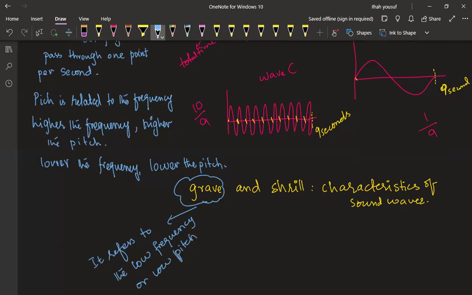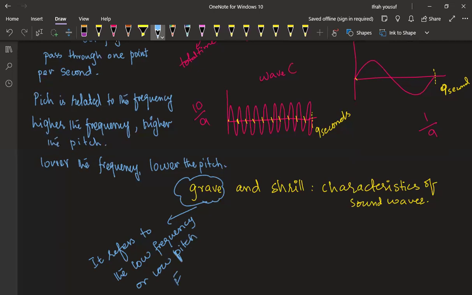Since we have developed this understanding that pitch is directly related to the frequency. If there is high frequency, then there would be a high pitch. If there is less frequency or low frequency, then there will be a low pitch. Clear? So it refers to the low frequency or low pitch, right?